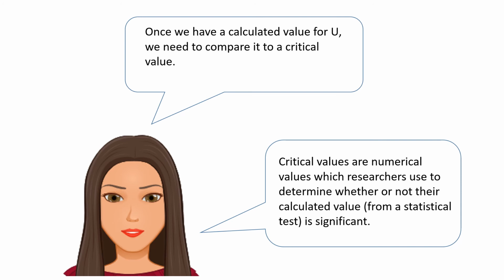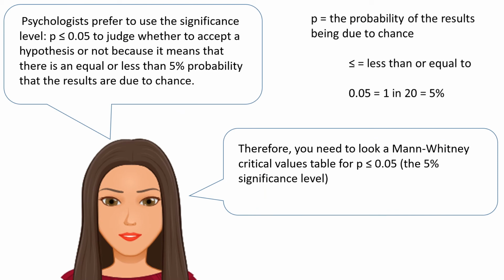Once we have a calculated value for U, we need to compare it to a critical value. Critical values are numerical values which researchers use to determine whether or not their calculated value from a statistical test is significant. Psychologists prefer to use the significance level p is less than or equal to 0.05 to judge whether to accept a hypothesis or not, because it means that there's an equal or less than 5% probability that the results are due to chance. Therefore, you need to look at Mann-Whitney critical value tables for p is less than or equal to 0.05, the 5% significance level.